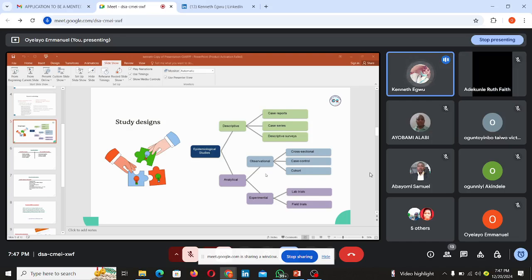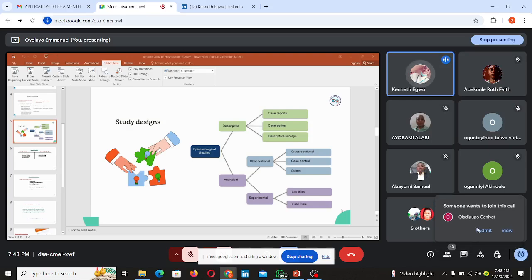So under observational, now we have different study designs. We have the cross-sectional design. Cross-sectional design involves collecting data from a particular sample or a particular group at one certain time. It's mostly observed in the kind of research we do as undergraduates, where we share questionnaires to our classmates and ask them to fill. Once they fill the questionnaire, we go back, analyze them, and then publish our findings.